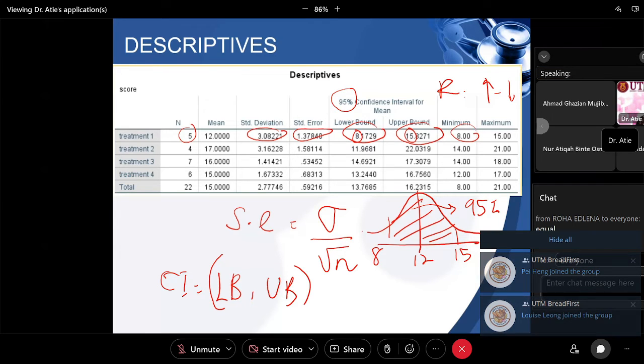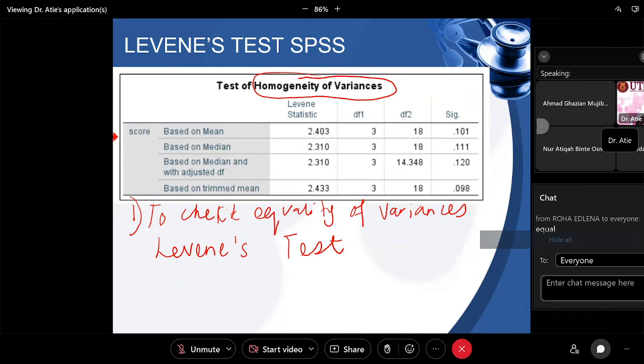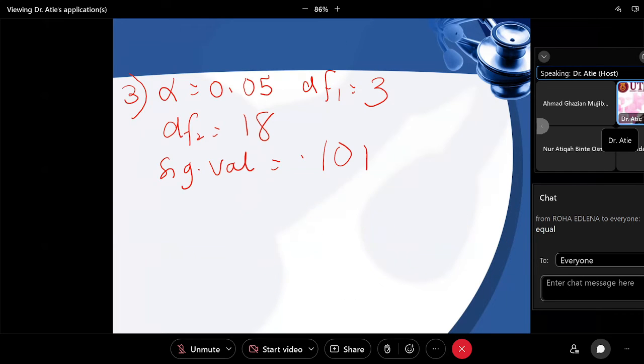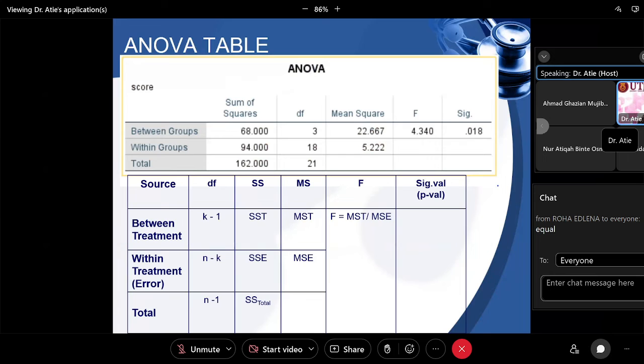Okay, let's continue. We already did the Levene's test, so it seems that our test is good. The variances are equal. Now we can proceed with our ANOVA test. One of the things that you need to understand is the ANOVA table. It is one of the objectives you need to achieve in this chapter. This ANOVA table, you get from SPSS.